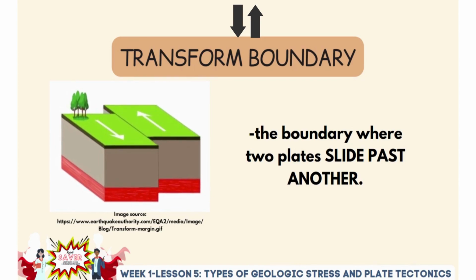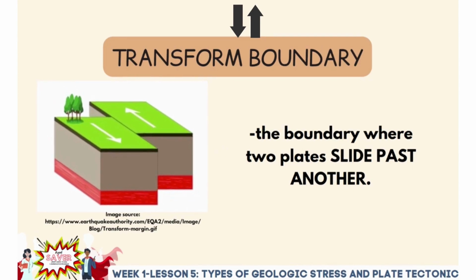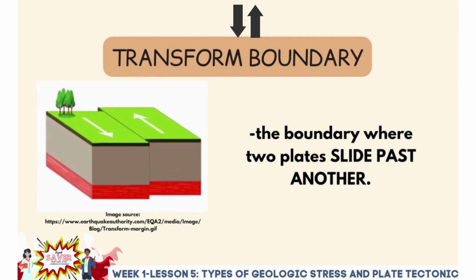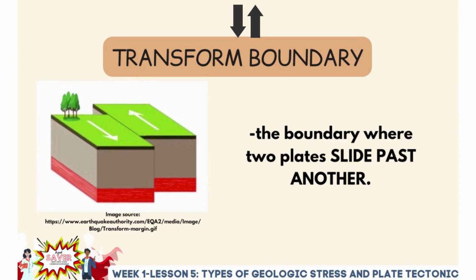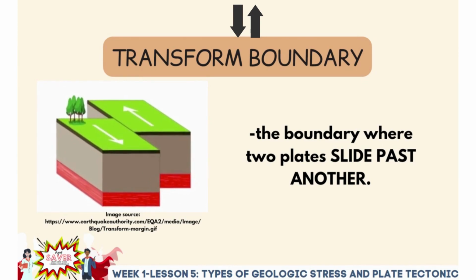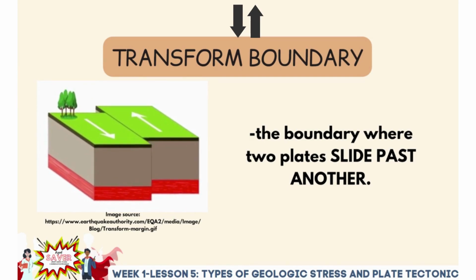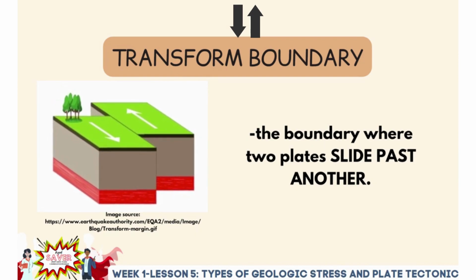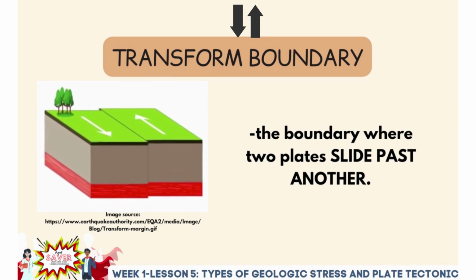The last type of plate boundary is the transform boundary. It's the boundary where two plates slide past one another. So one is moving forward and one is moving backwards. Because tectonic plates are not smooth, they grind and jerk as they slide. People who live in Southern California can feel these frequent jerks. They call them earthquakes. So transform boundary can cause earthquakes.